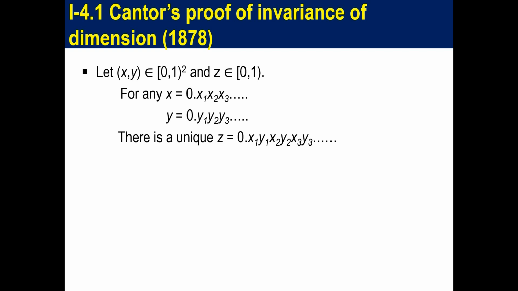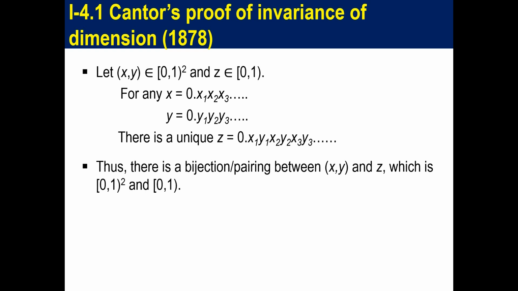Let xy be an element of the unit square and z be an element of the unit interval. For any x, which is 0.x1, x2, x3, dot, dot, dot, and y, which is 0.y1, y2, y3, dot, dot, dot, there is a unique z, which is 0.x1, y1, x2, y2, x3, y3, dot, dot, dot. Thus, there is a bijection, a pairing, between xy and z, which is between the unit square and the unit interval.